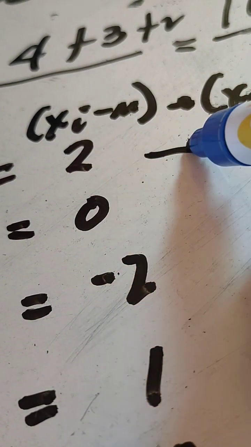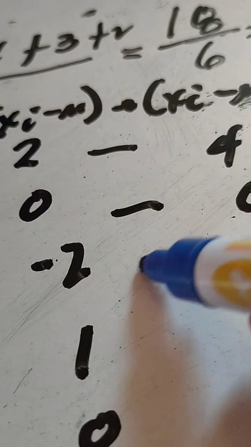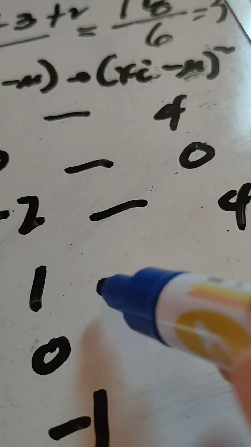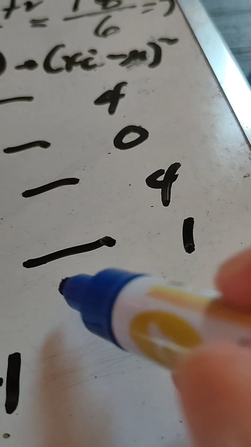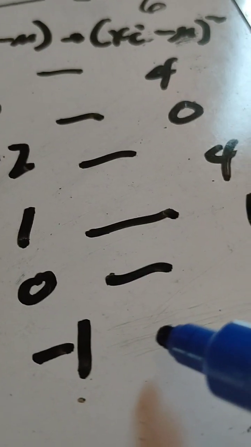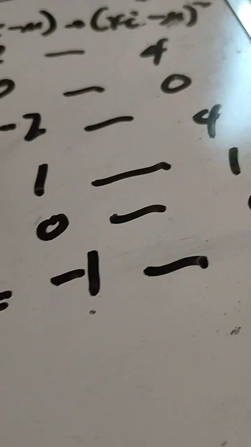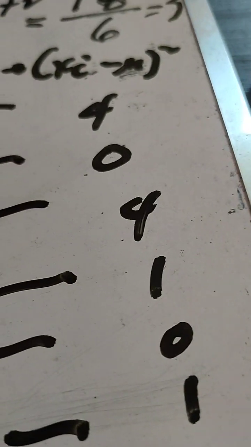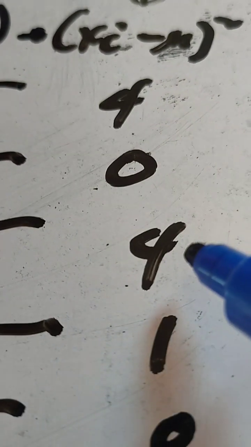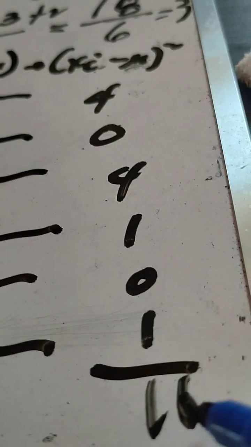So what is the square of 2? That is 4. That is 0. That is 4. Then this is 1, 1 times 1. That is 0. Negative 1 times negative 1 is 1. So we will get now the sum because it says here the summation. So the sum is 4 plus 4, 8, 9, 10. So our sum is 10.